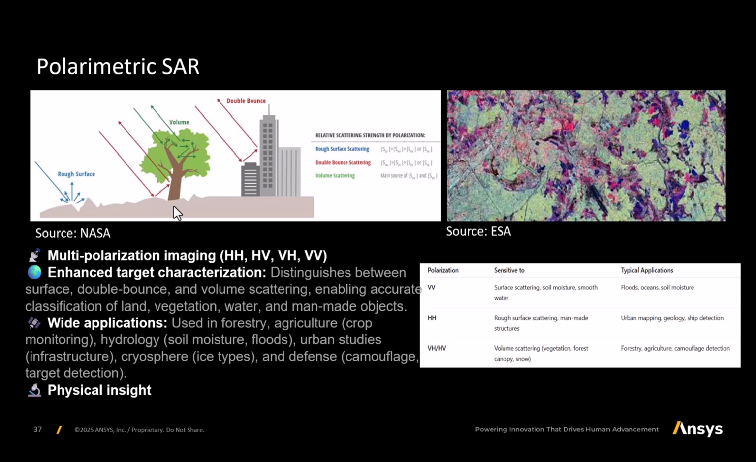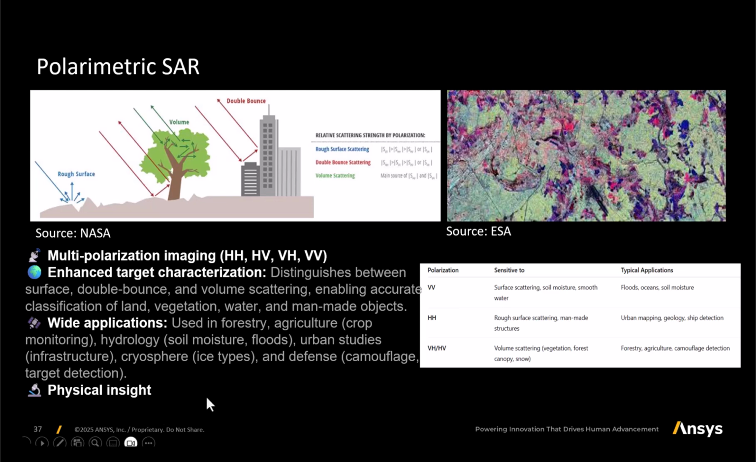So cross-pol SAR, especially VH and HV polarizations, is widely used for detection of forest areas, agriculture, and camouflage detection, especially if you want to find something hidden beneath some object. Cross-pol SARs are pretty efficient, so they have wide applications too.